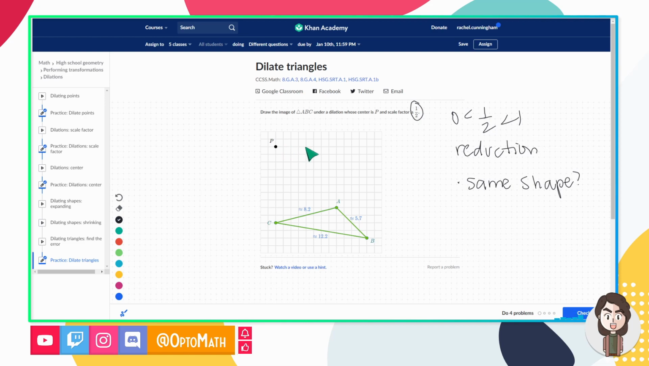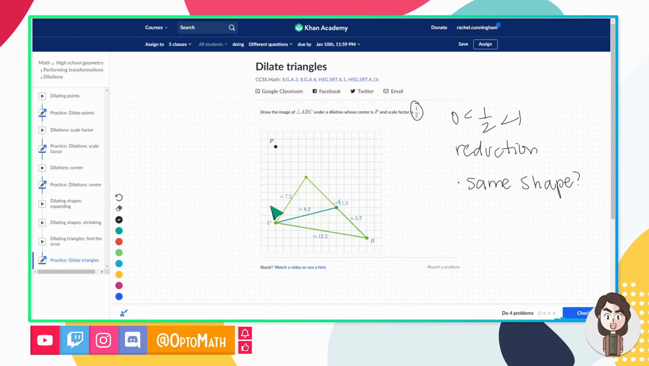1, 2, 3, 4, 5, 6, 7, 8. And then let's figure out this rise. 1, 2, 3, 4, 5, 6, 7, 8. It's 8 as well. So half of 8 is 4. So we can go right 4, 1, 2, 3, 4, and down 4, 1, 2, 3, 4. And we have that prime point. So I guess it's going to be A prime. And a good check is to make sure that it's on the same line segment that connects the center of dilation to the vertex you want to dilate.